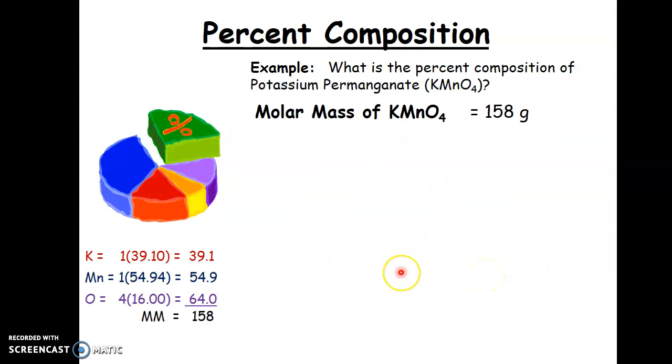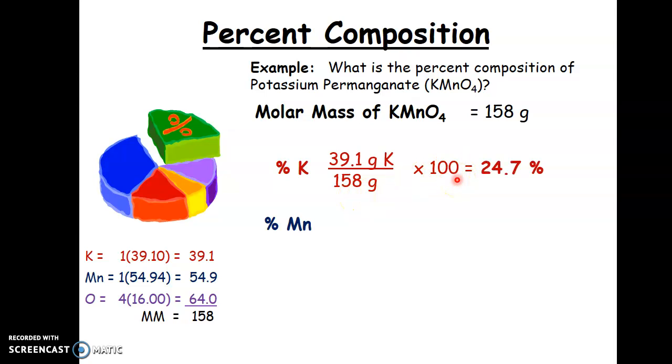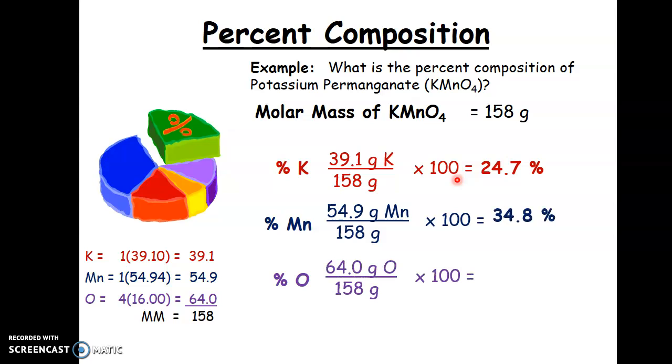So the percent composition of each component of the potassium permanganate: potassium is 39.1 divided by the total, which is 158, times 100, gives us 24.7. The same thing with manganese: 54.9 over 158 times 100 gives 34.8. Oxygen is 64 over 158 times 100 to give us 40.5.